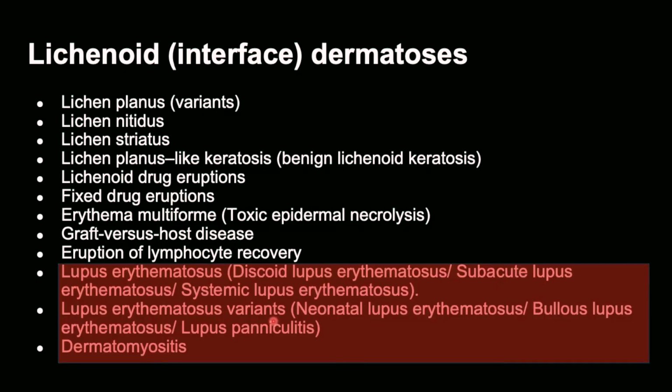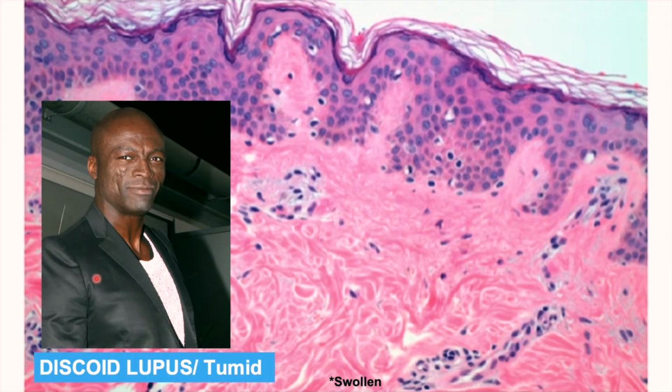So we covered the first two, the lichen planus or lichen planus-like features and the medication related diseases, and now we're moving on to the connective tissue related diseases. So we start with discoid lupus or tumid lupus. Usually those are connected to each other.